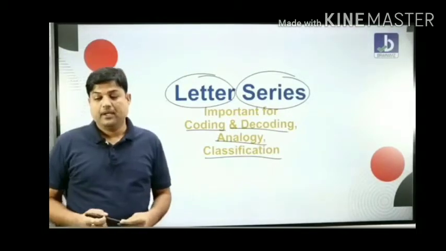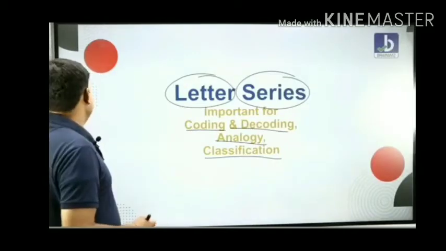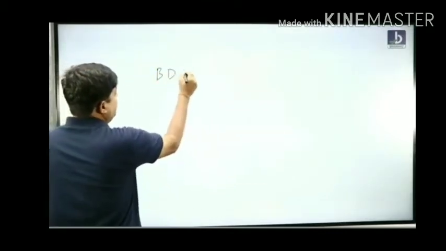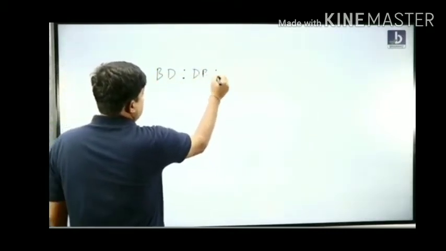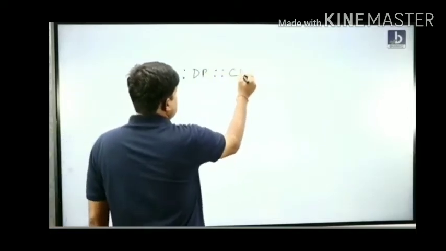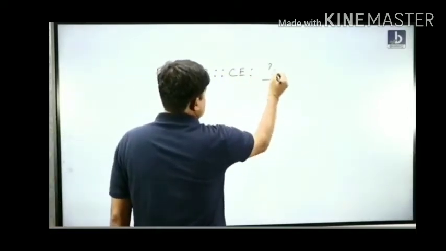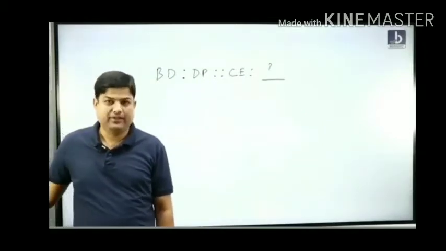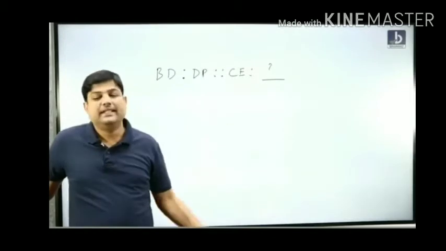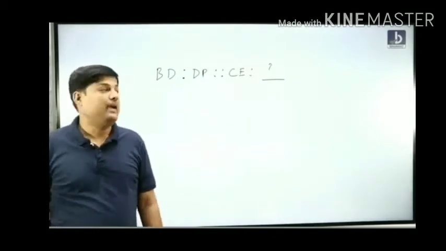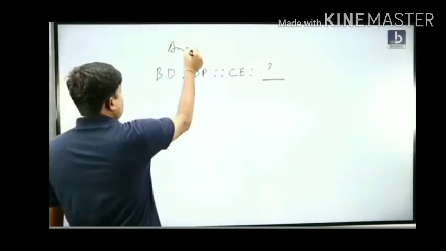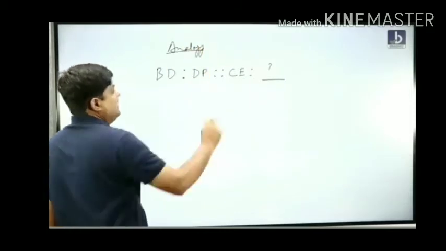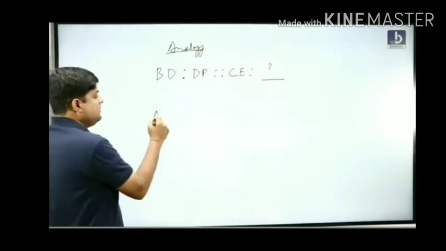Now, listen everybody. Sometimes he's going to give you one small question, for example, something like this. He told you BD is to DP. Then he's asking you, what is CE is to dash? Sometimes this kind of question will be given to you. Are you understanding? Clear? So this is a pure question from analogy.